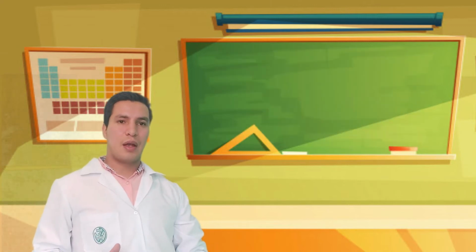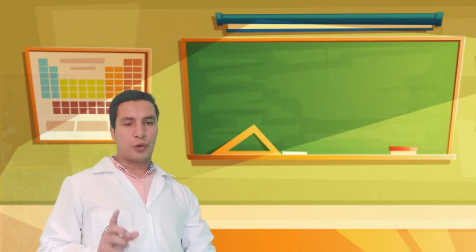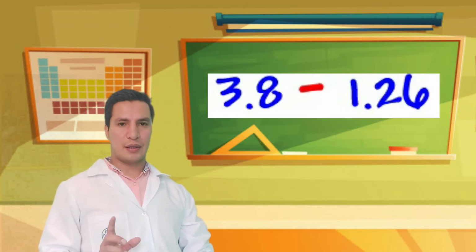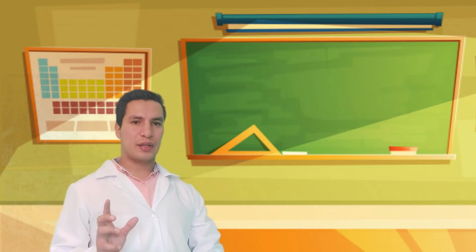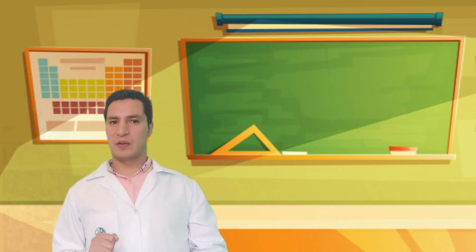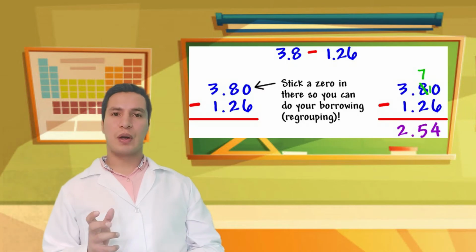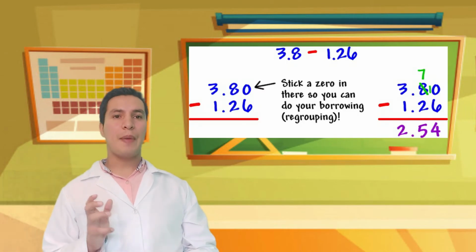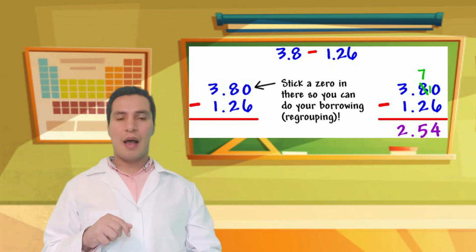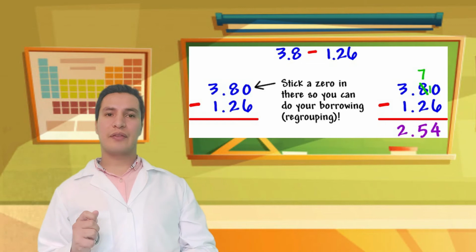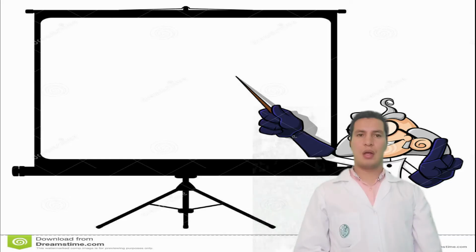Last chance. Click on pause and try with this. 3 and 8 tenths minus 1 and 26 hundredths. How was it? Good or not? If your answer was not the best, I recommend you see the video in the description of these videos and practice with the activity AA6 before continuing with this one.